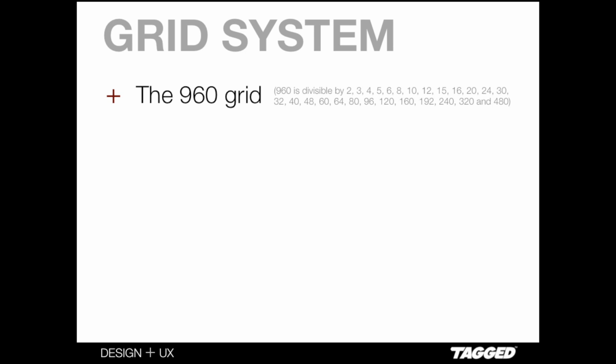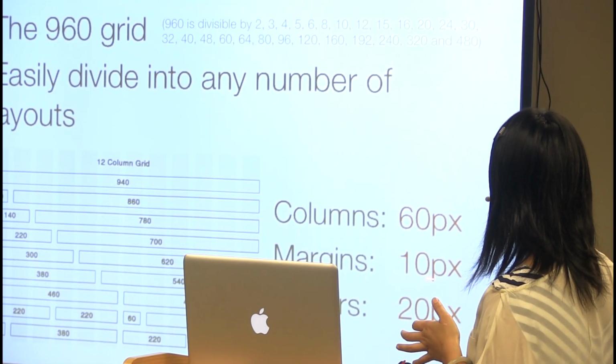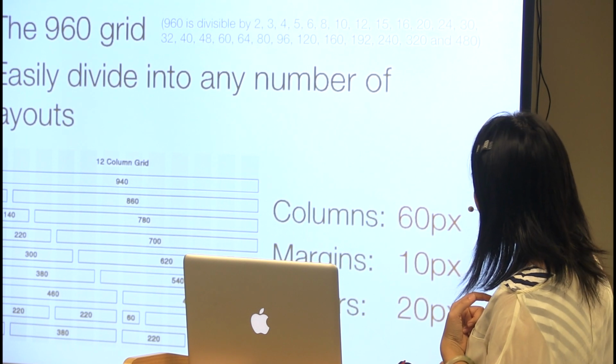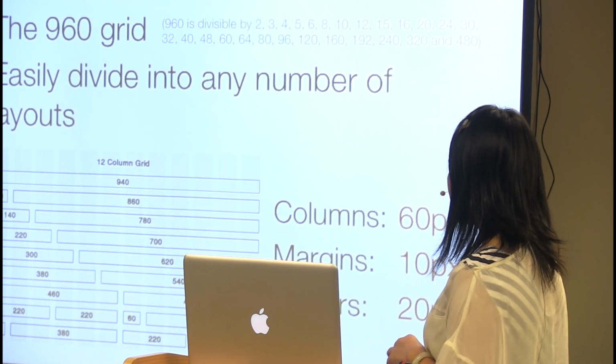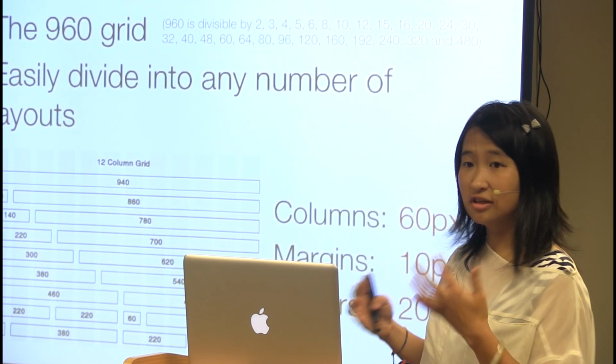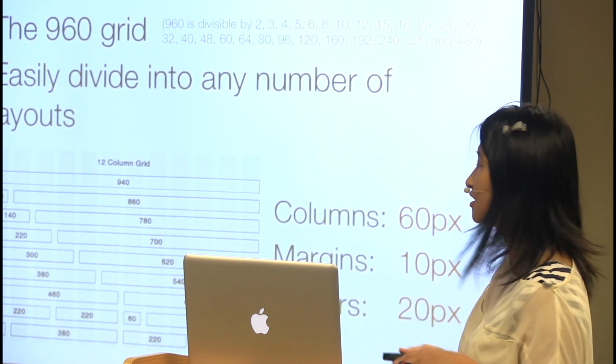And the reason behind that is that you can easily divide the page into any combination of layouts that you can define. And usually each of these columns, if we're using a 12 column grid, will be 60 pixels, with each having a margin of 10 pixels. And what that makes is the gutters between them, because it's 10 and 10, there'll be 20 pixels. So all the elements should naturally just align. And hopefully that will solve some of the previous things I mentioned about alignment and consistency.